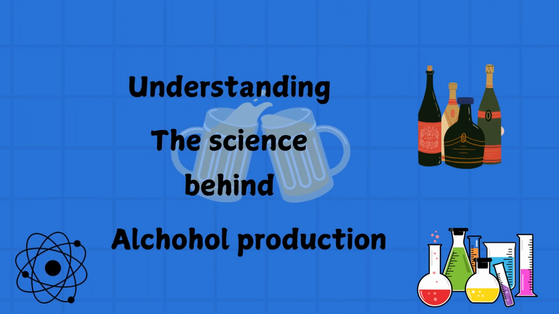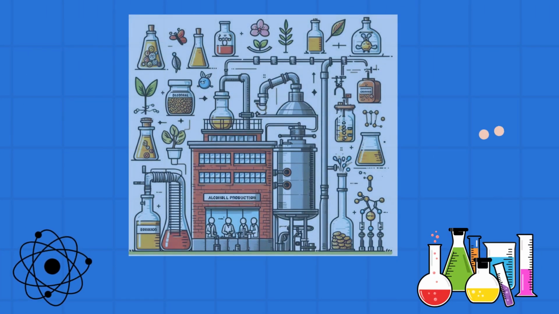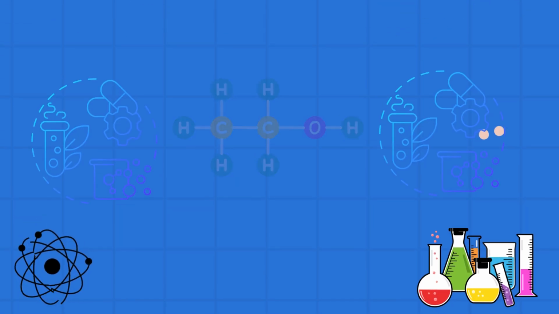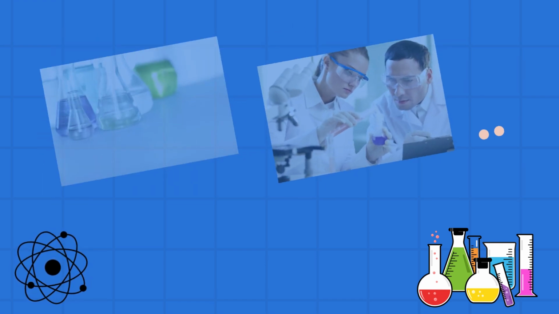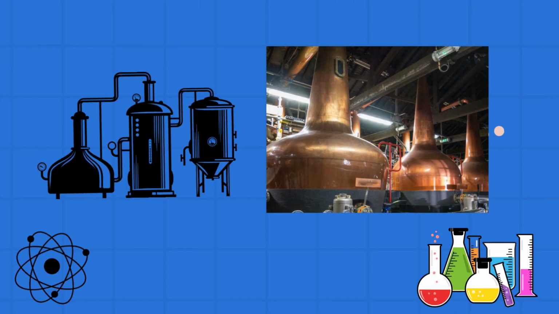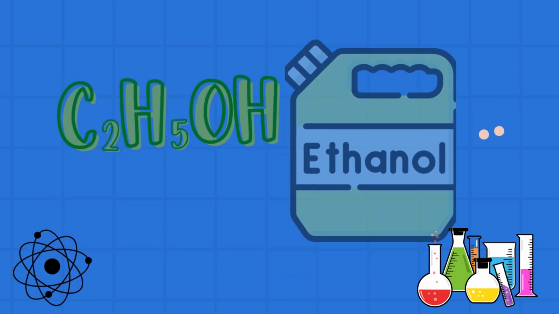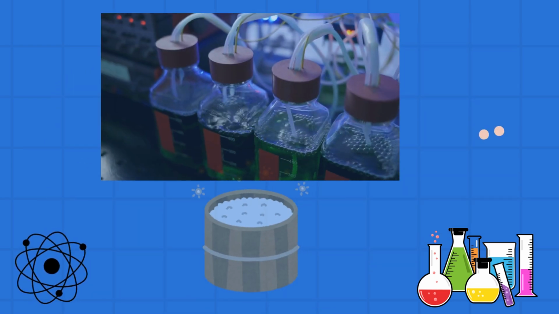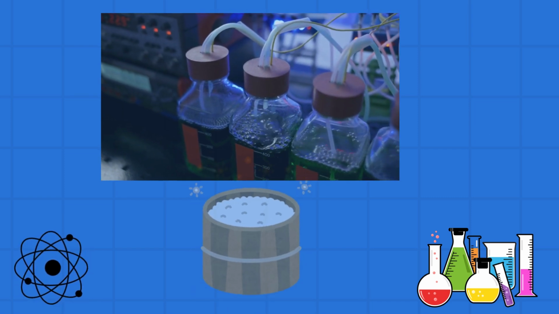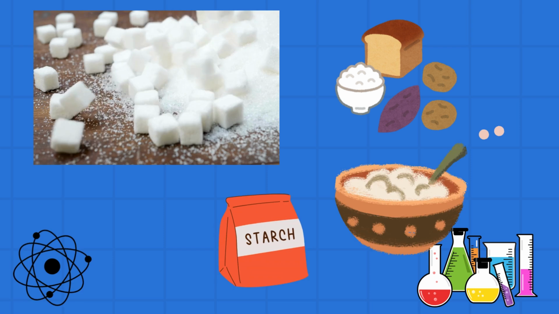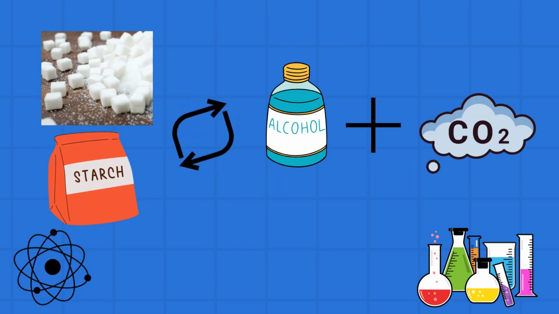Today we're exploring the fascinating science of alcohol production. We'll break down the chemistry behind it, the different types of alcohol, and how ethanol, the main ingredient in beverages, is produced. To understand how alcohol is made, let's start with the basics. Alcohol, or ethanol specifically, is produced through a process called fermentation. Fermentation is a metabolic process where sugars or starches are converted into alcohol and carbon dioxide by yeast or bacteria.